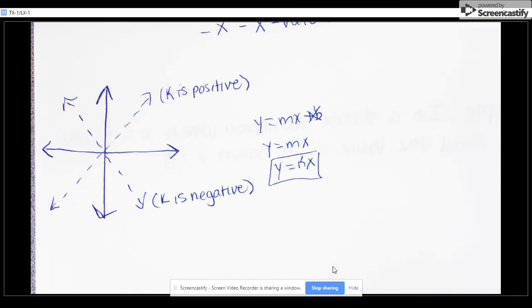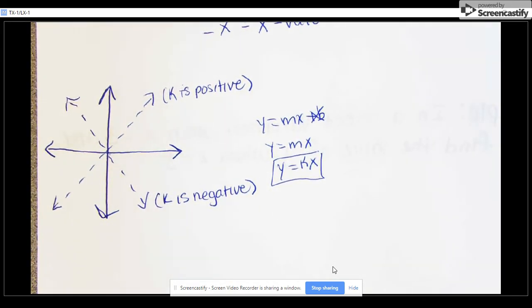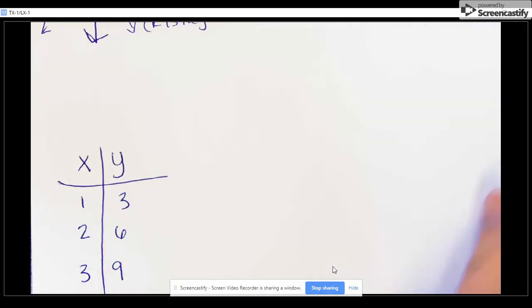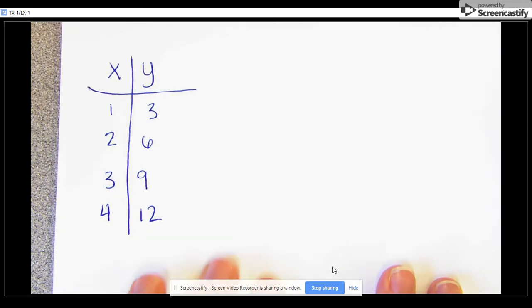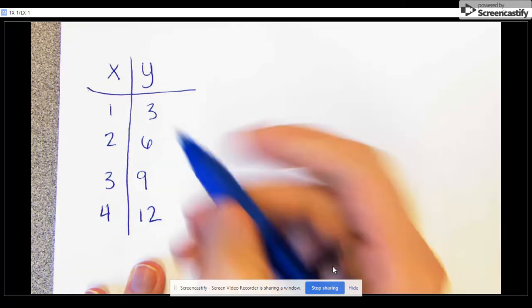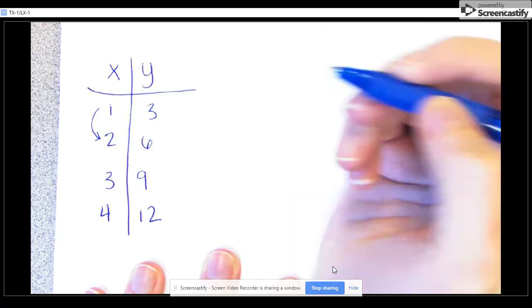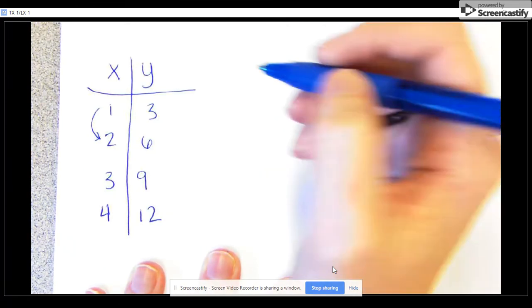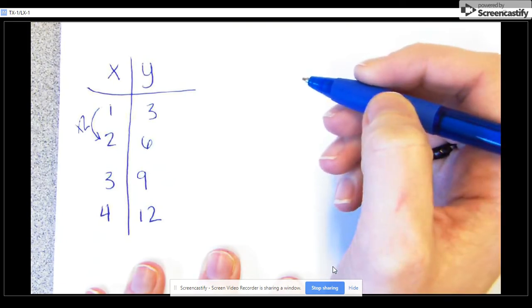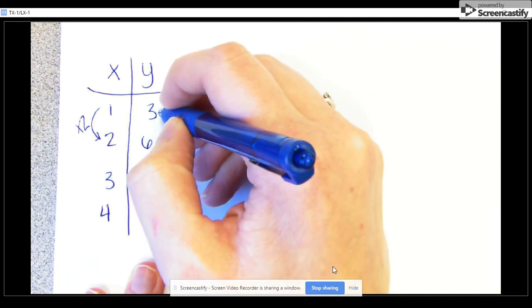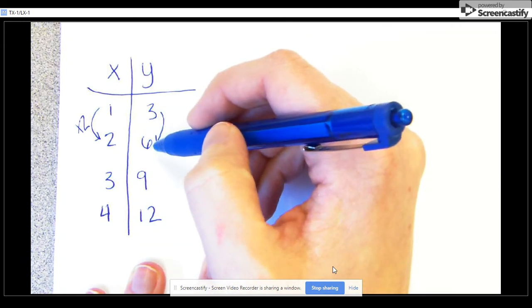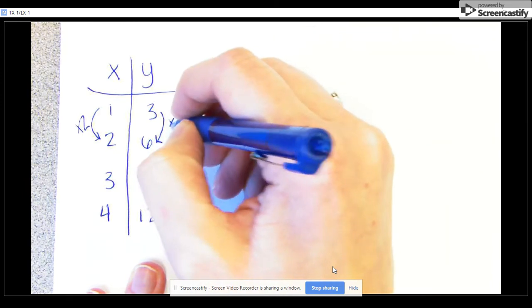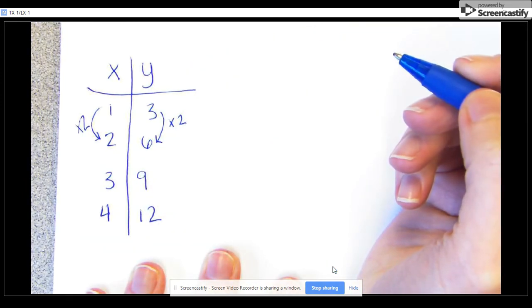Okay, so we've now looked at it on a graph. Let's look at it in a chart. So in a chart, we want to see a direct relationship between the x values and the y values. What I mean by this is that in order to get from 1 to 2 when multiplying, I need to multiply by 2. Look, if I do the same thing over here for the y, I have 3 going to 6. In order to get from 3 to 6 when multiplying, I need to multiply by 2 also.